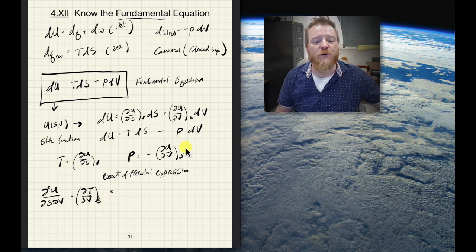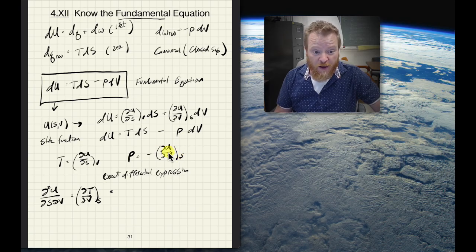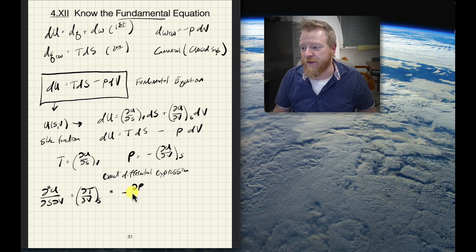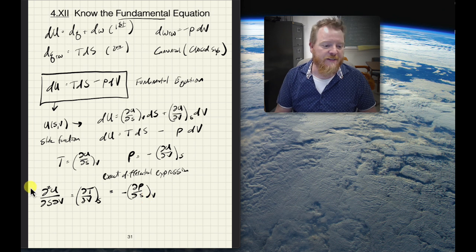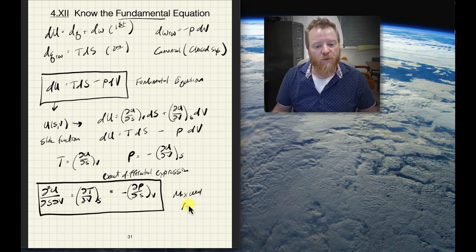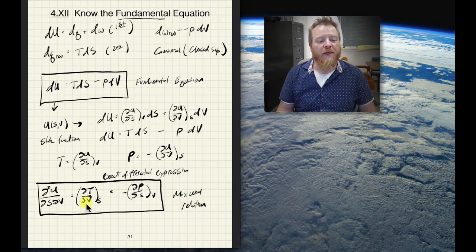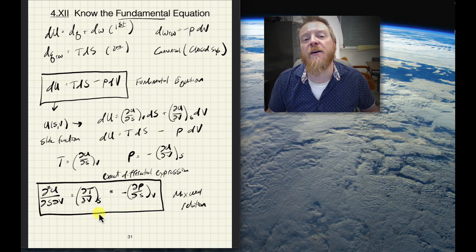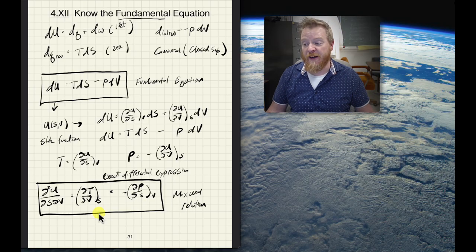And then we also note that I can switch the order of this derivative. I have the same thing, second derivative of U with respect to changes of S and V. And now that's going to be the negative partial derivative of P with respect to S at constant V. And thus we have obtained our first Maxwell relation. Okay. These are what I really do think of as the code of our thermodynamic universe.